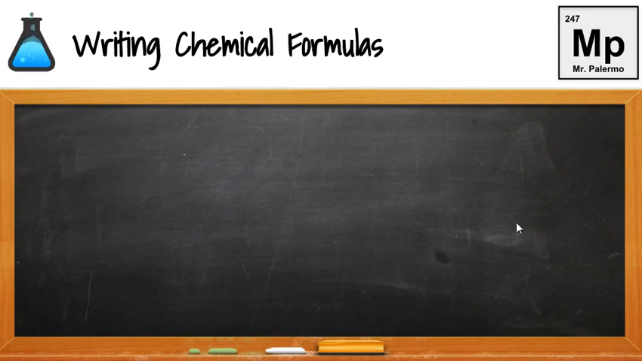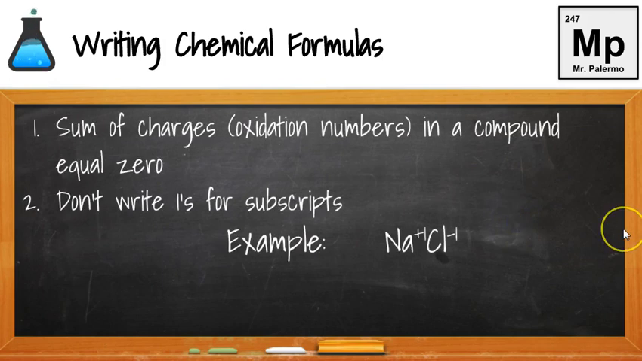So let's look at writing chemical formulas. First thing, recall that the sum of charges, or these oxidation numbers, in a compound must equal 0. So all compounds are neutral. And also recall that we don't write ones in chemistry for subscripts or coefficients.